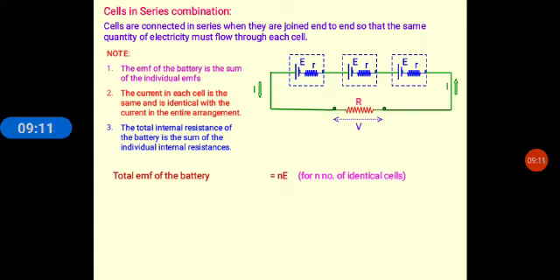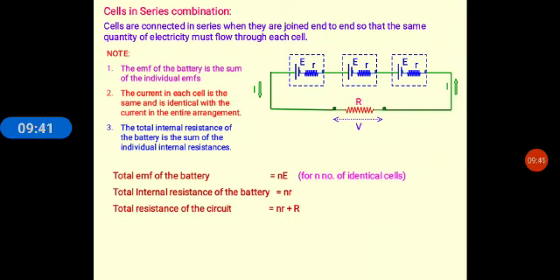In series combination of cells, the total EMF of the battery is equal to the product of the number of identical cells and the EMF of each cell, nE. And the total internal resistance of the battery is equal to the product of the total number of identical cells connected in series and the internal resistance of each cell, nr.